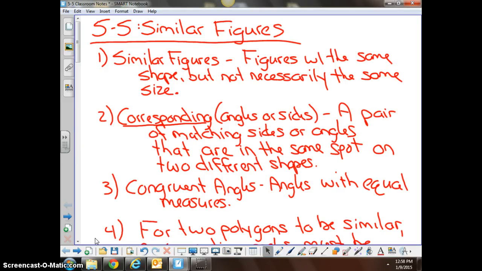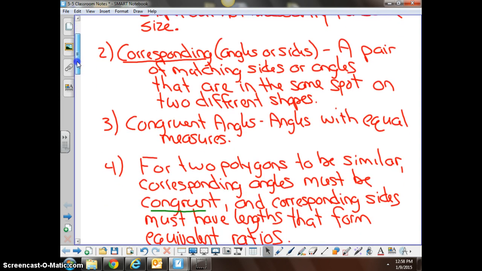Similar figures would be figures with the same shape, but not necessarily the same size. They could be the same size, but then you'd have the exact same copy of a shape if they had the same dimensions, the same measurements. But a similar figure is usually going to have the same shape, but will be a different size. And we'll talk about what makes them similar here briefly.